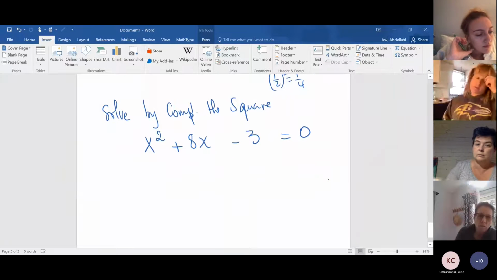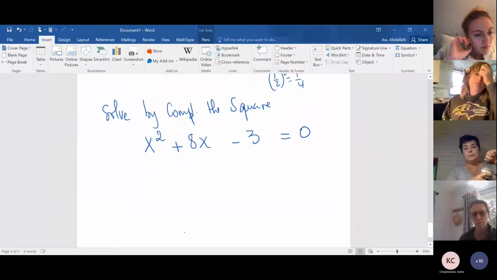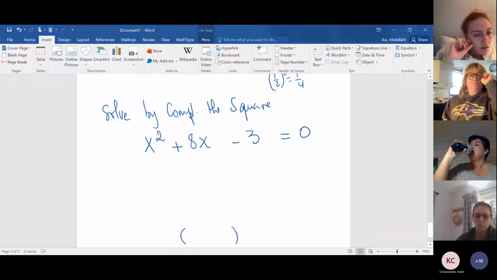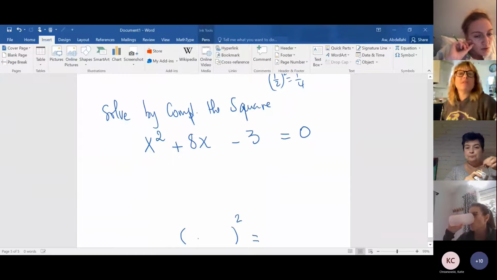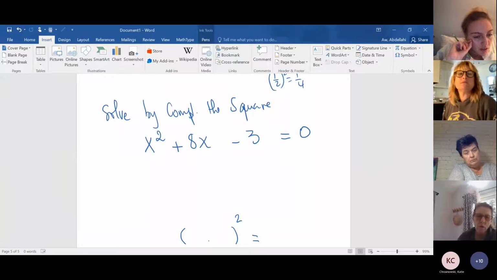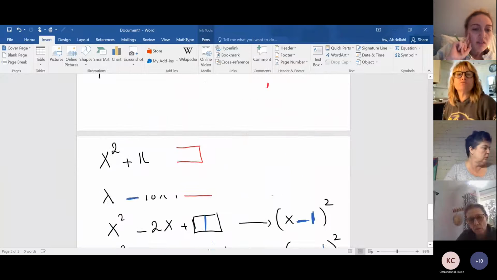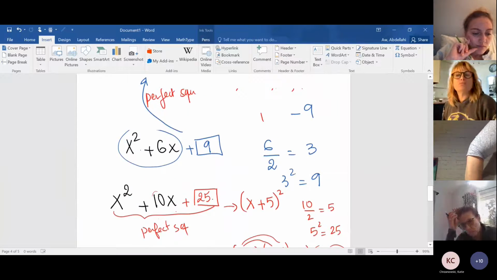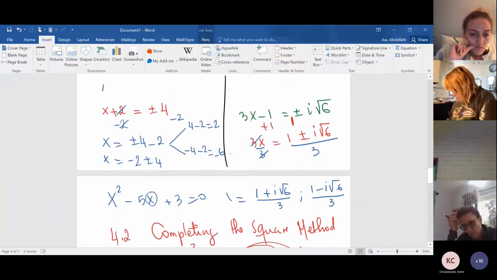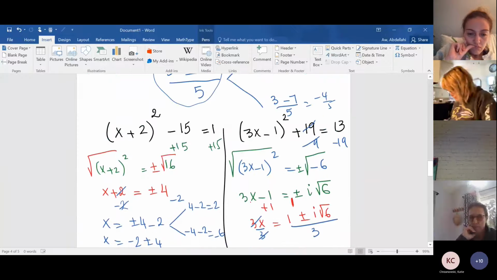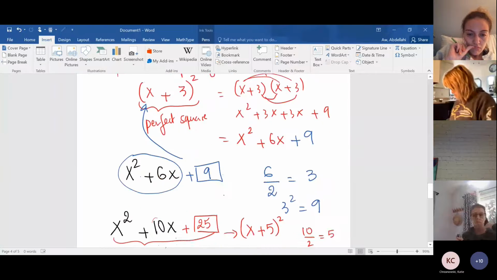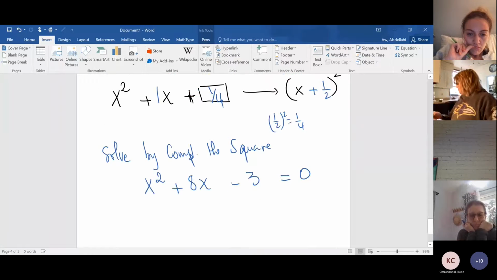Basically, I want to transform this into a perfect square equals something. That's what I want. I want to do some manipulations to get exactly something that looks like the example we did prior, this example right here. Something that looks like this, you see? I want that. So bear with me, it's very easy.